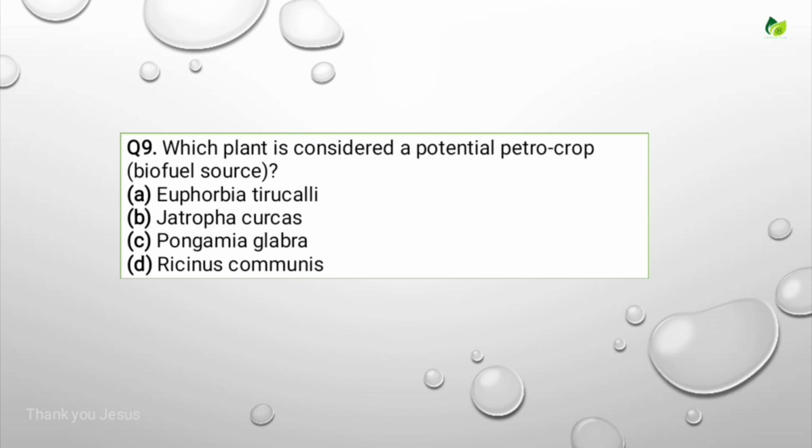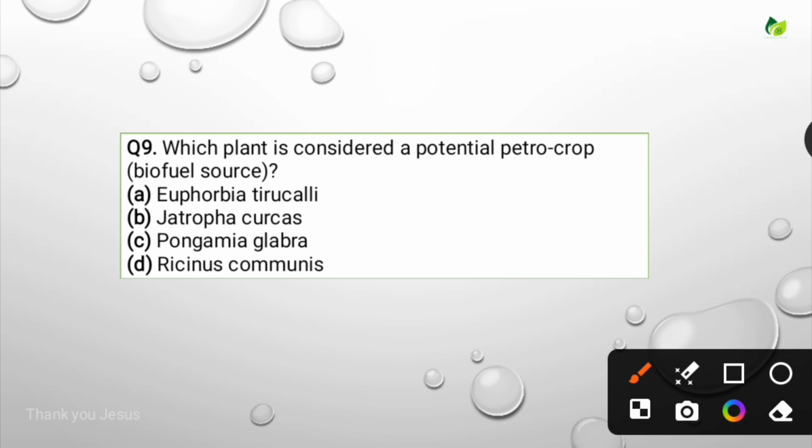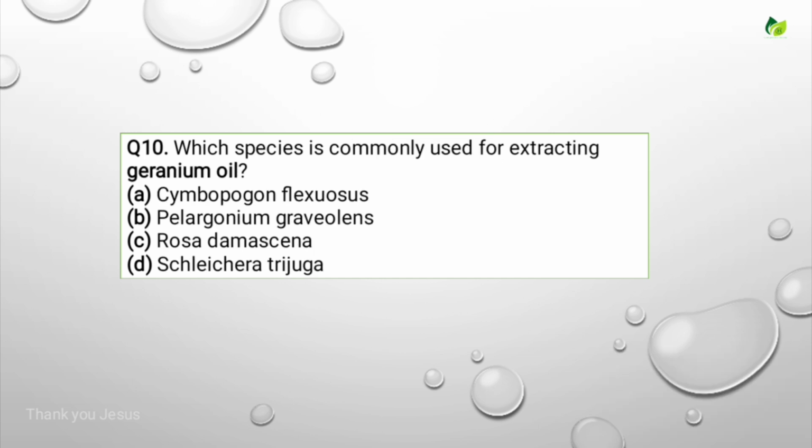Which plant is considered a potential petrocrop or biofuel source? Options are Euphorbia tirucalli, Quercus, Pongamia glabra, Ricinus communis. For this, the correct answer is Jatropha curcas, which is a petrocrop. Jatropha seeds yield oil that can be converted into biodiesel. Let's see the next question.